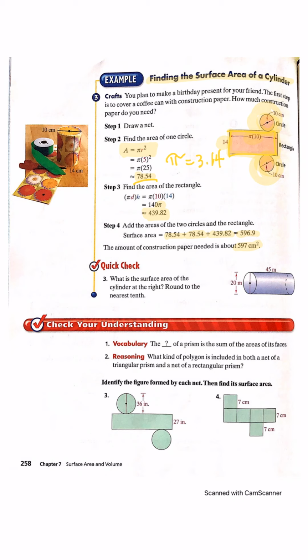So go ahead and try this next one on your own. Press pause and come back to me after you have an answer. Okay, so hopefully you've come up with your answer. I'm going to walk through it with you. What is the surface area of the cylinder at the right? Round to the nearest tenth.